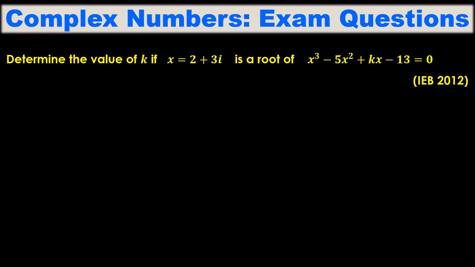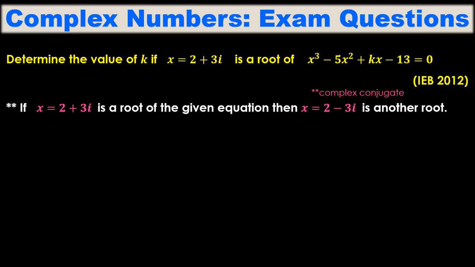In this video, we're going to look at some exam questions that use complex numbers that come out of IEB November exams. The first one we're going to look at comes out of the IEB exam 2012, and it asks us to determine the value of k if x is equal to 2 plus 3i is a root of that equation. Now, the first thing we need to remember is if 2 plus 3i is a root of the given equation, then the complex conjugate, 2 minus 3i, will be another root.